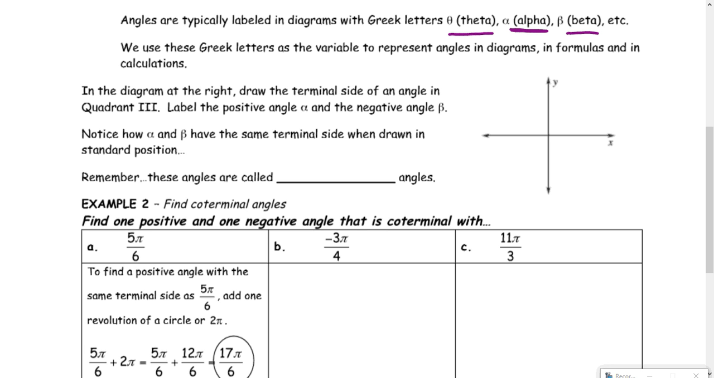Okay, so this one says in the diagram at the right, draw the terminal side of an angle in quadrant 3. So that means just draw my terminal side somewhere over there. In standard position, I would have my initial side on the positive x-axis. It says to label the positive angle as alpha. So this guy right here would be the positive angle, turning counterclockwise. And alpha looks like that. I call it fish swimming left.